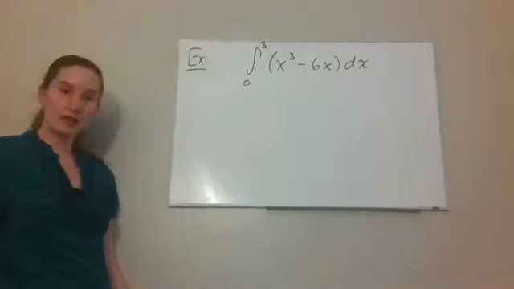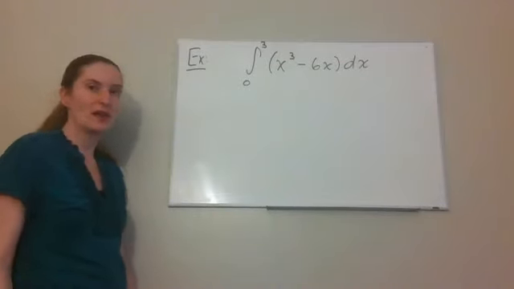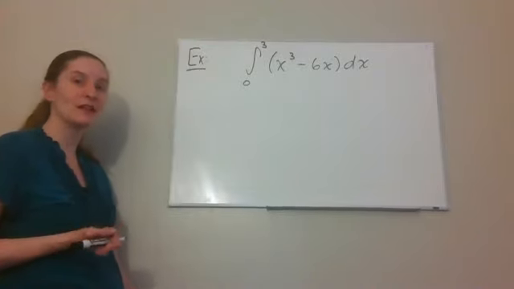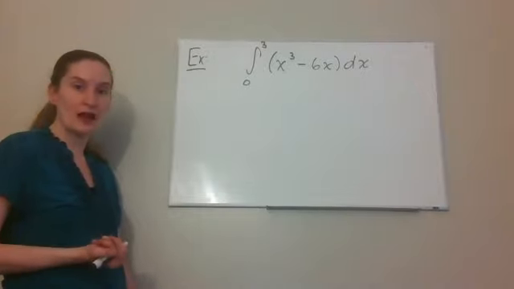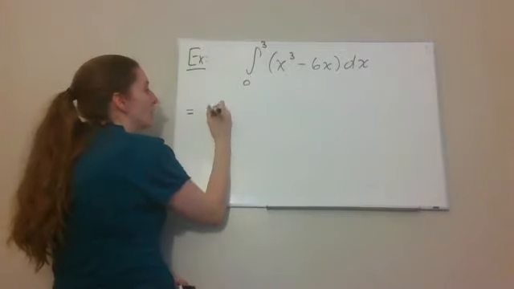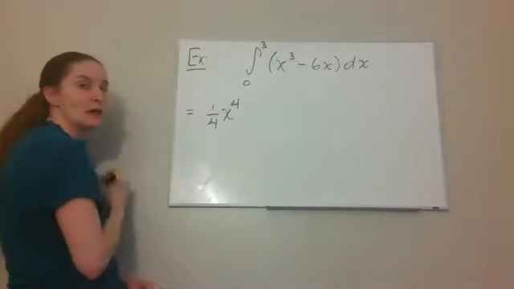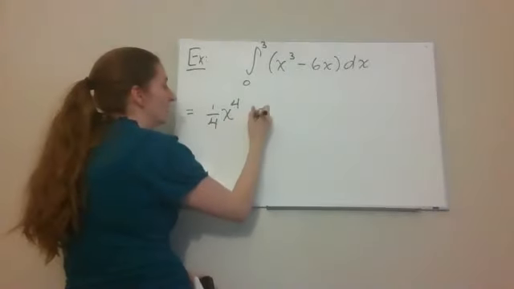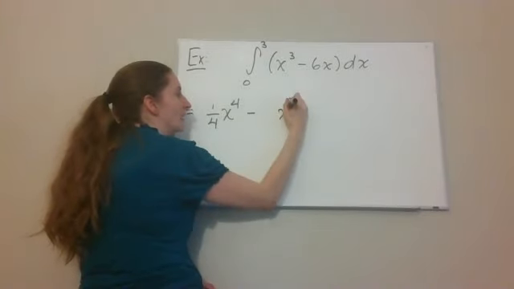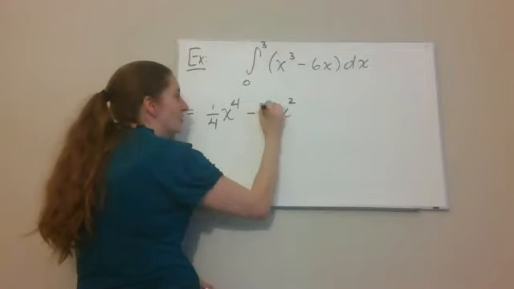So this one's just a little more complicated because I have more terms. The biggest danger with that is being careful when you're subtracting using the fundamental theorem of calculus. It's very easy to forget to distribute your negative sign. So first, find your antiderivative. Antiderivative of x to the third, I add 1 to the exponent and divide by the new exponent. Now for the minus 6x, I'm going to add 1 to my exponent and divide by that new exponent. That's 6 divided by 2 is 3.